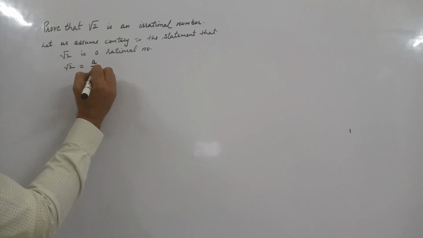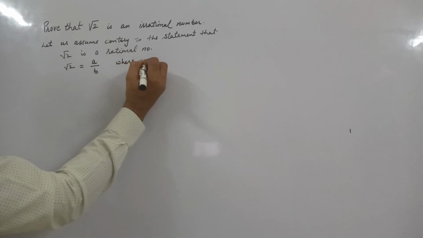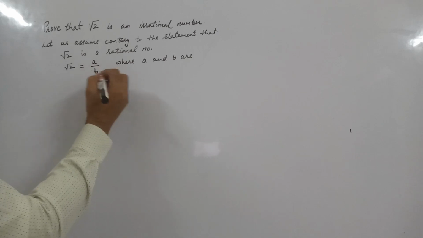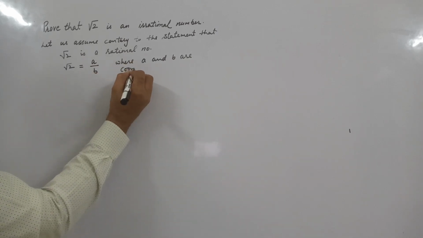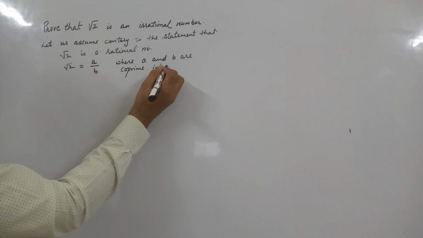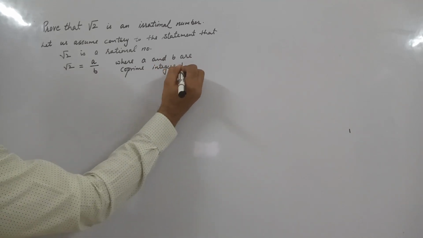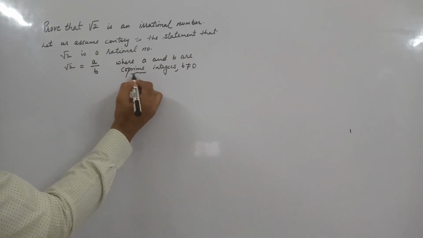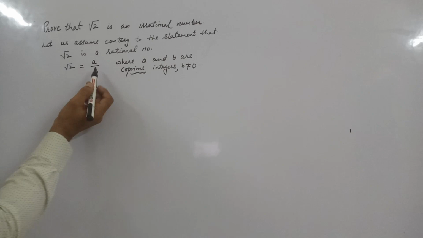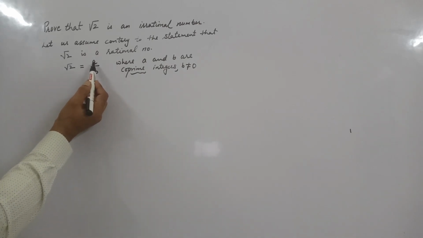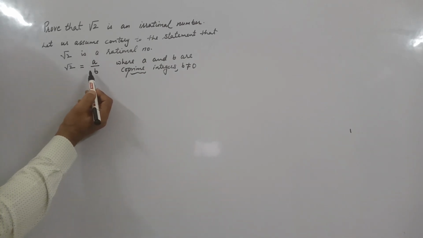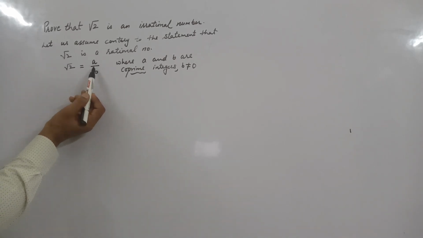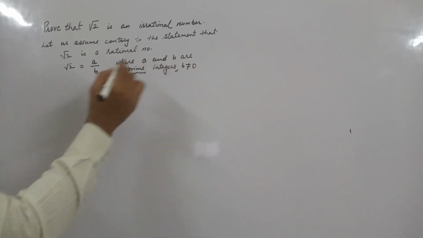So if it is a rational number, then we know every rational number can be written in the form a over b, where a and b are integers, and here we take these as co-prime integers, and b does not equal 0. I want to tell you what co-prime integers are. Co-prime integers are those integers which do not have any common factor other than 1. They are already kept in simplified form, so they should not have any common factor.